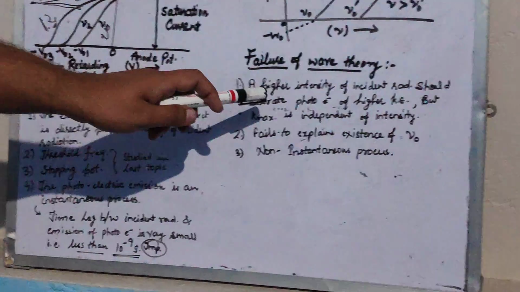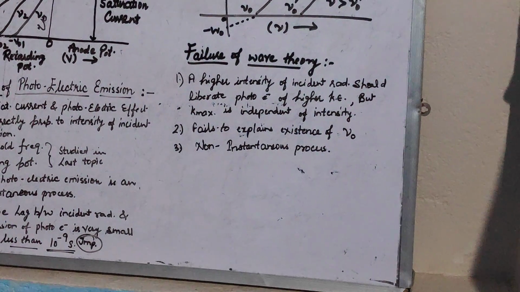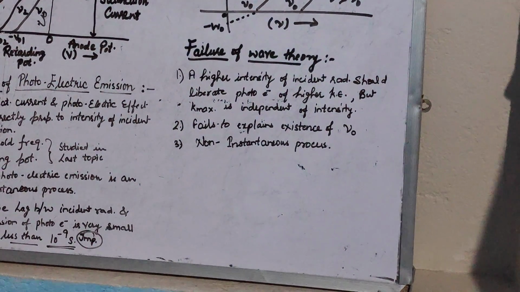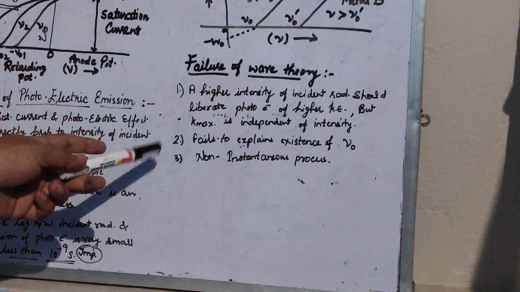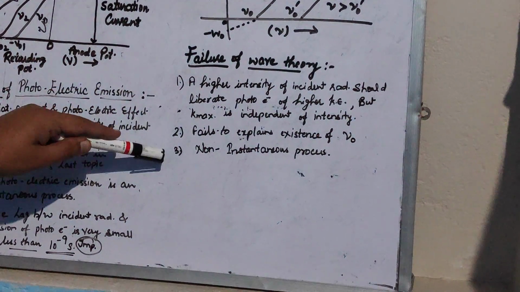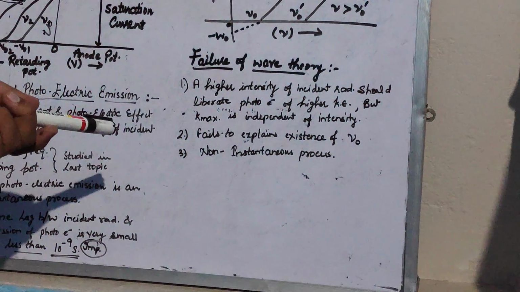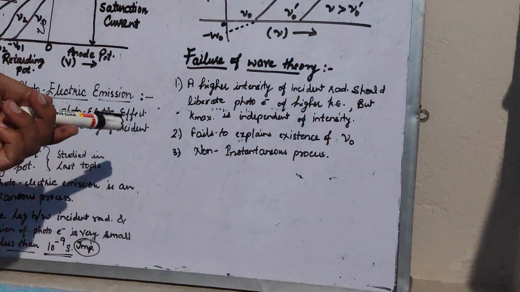Next we have the failure of the wave theory. According to the wave theory, light is an electromagnetic wave which has both electric and magnetic field components with continuous distribution over the region, and this theory failed to explain these 3 points. Why does the wave theory fail? Due to these 3 points, which are not explained by the wave theory.